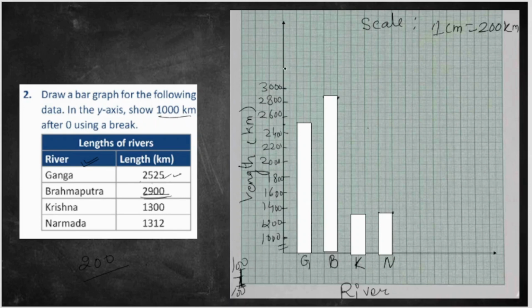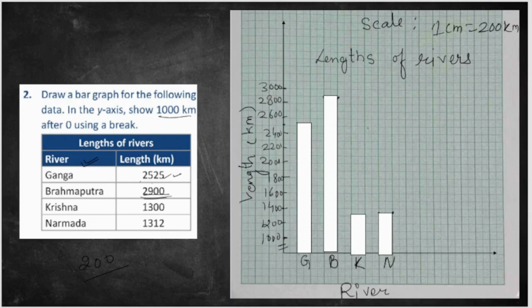Okay, so now here what is the heading? Heading is length of rivers. Okay, and this one portion was to explain, so I'll just simply remove this one portion, right? So this is basically the graph of the second question.